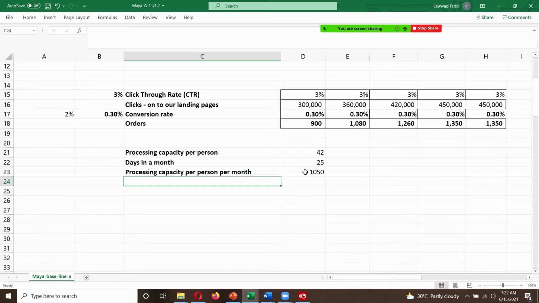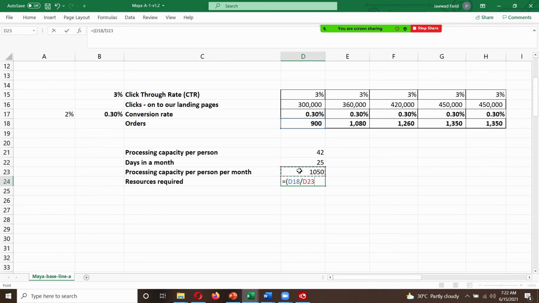Does that make sense? Does the logic make sense? So 6 orders an hour, 7 hours in a day, 25 days in a month. I can do about 1,000 orders per person, right? So how many people do we need? Resources required become this, which is 900 orders divided by processing capacity.